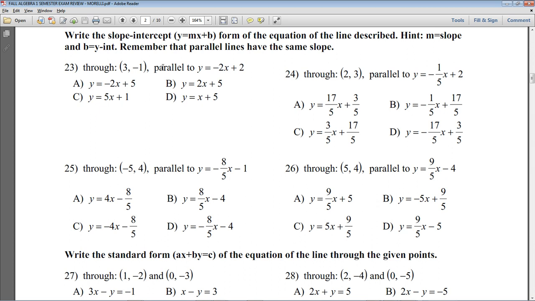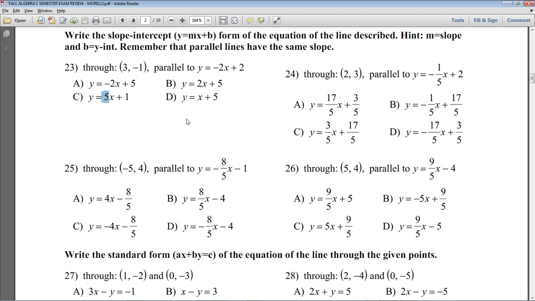What you're looking for is the slope of the line. Okay, so you're given y equals negative 2x plus 2. The m value here is negative 2. So look through your answer choices and see what you can eliminate. Well, here this is positive 2, so the slope of any line that's parallel to this line has the same slope. Okay, so you got to find a slope of negative 2.